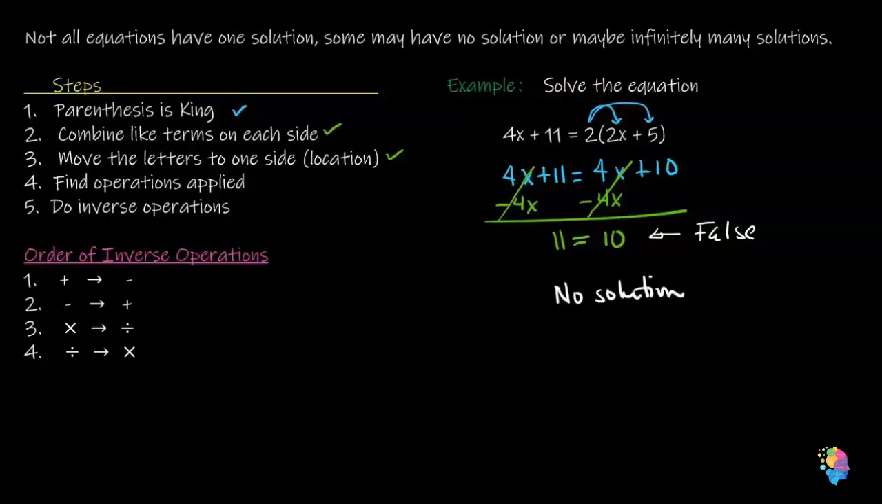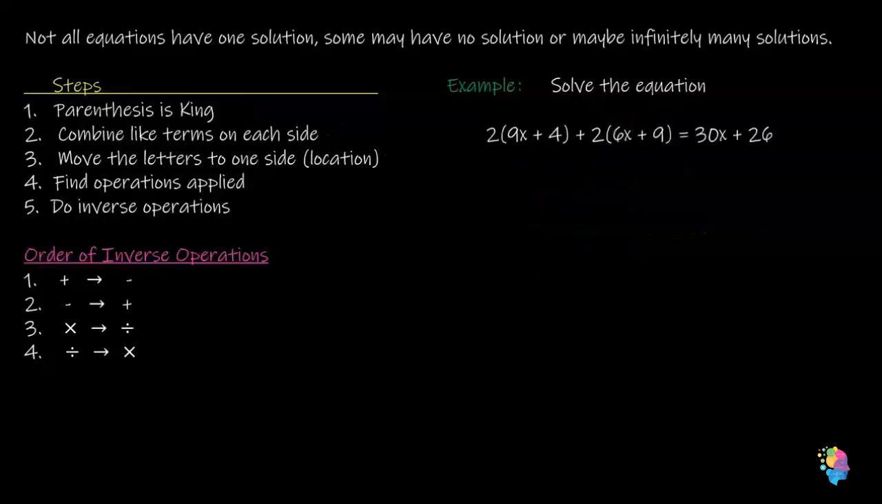So then, how do you know that you have a no solution? Well, you're going to solve it like you will solve any other equation. Your variables are going to disappear and you're going to end up with a false statement. That means that the number on the left side is not the same number as the right side. And that's how you know that you have no solution.